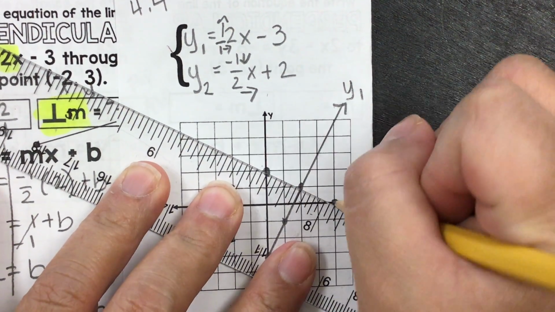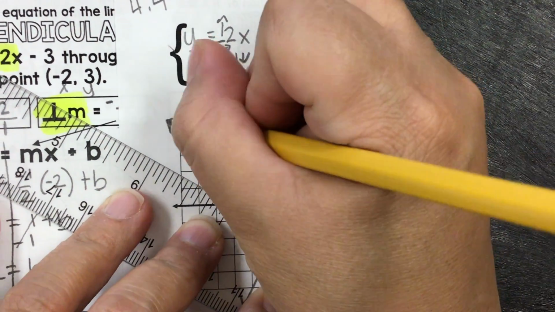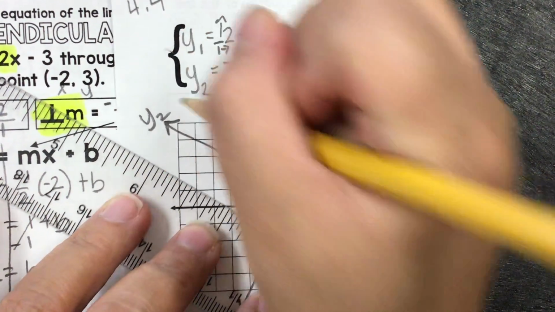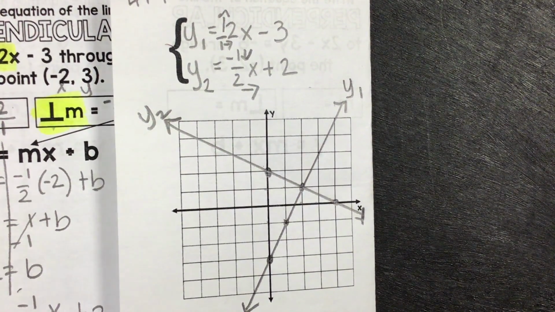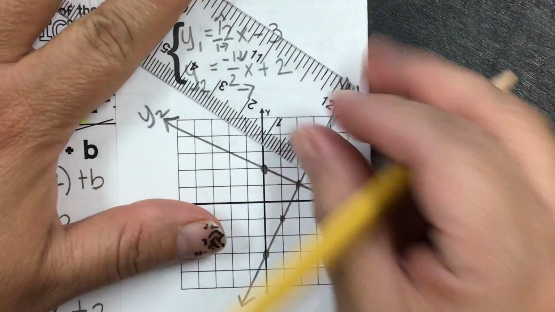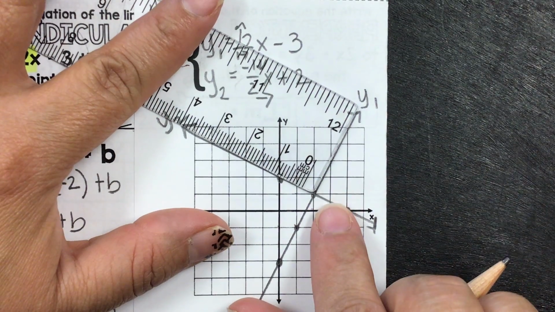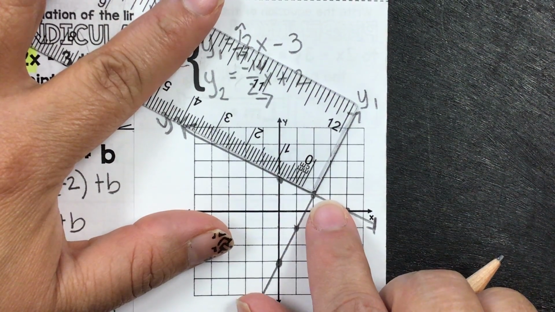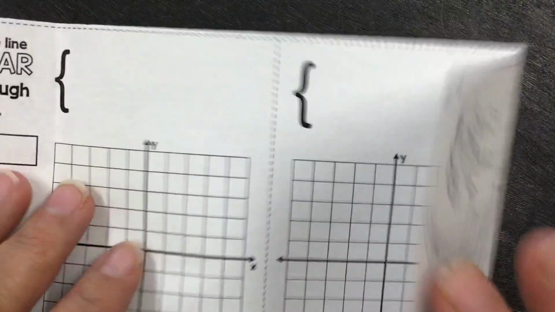So this sometimes is confusing to students, which point goes with which line. That's why I'm asking you to label them. And they intersect at 90 degrees or a perfect right angle. So I'm going to put my ruler like this, and you can tell that it's at 90 degrees. Okay, let's practice a little more.